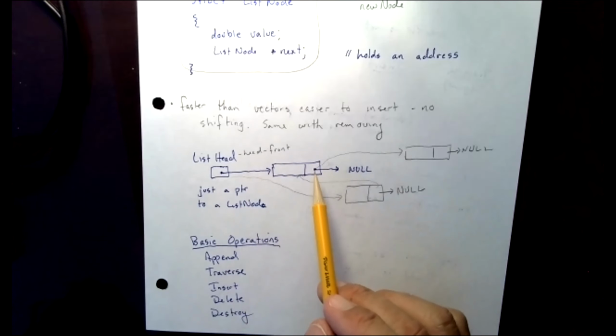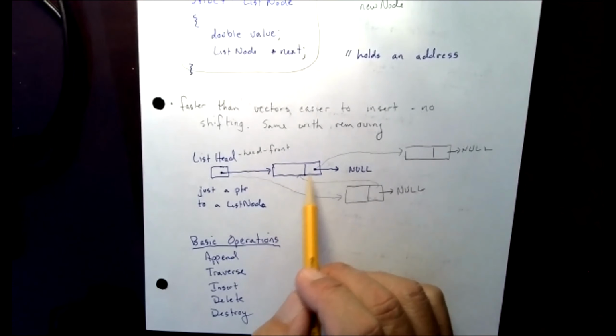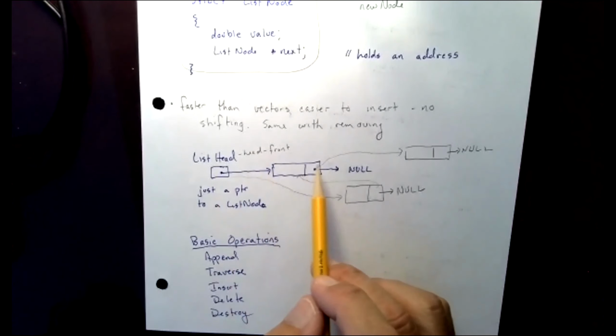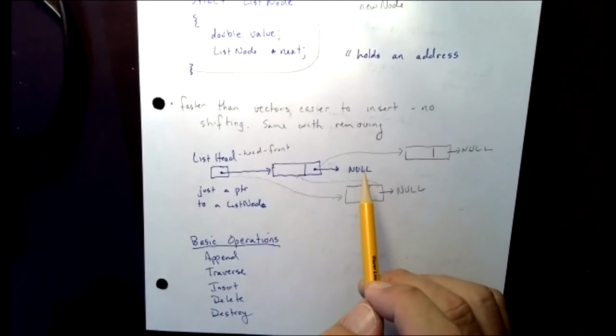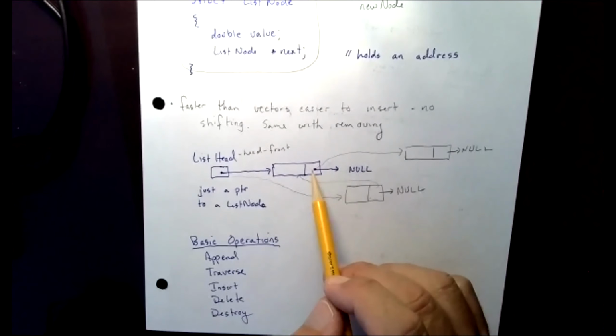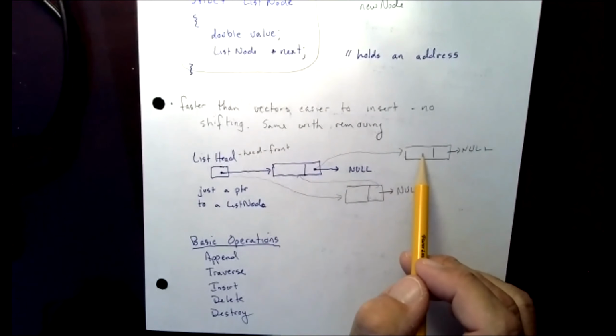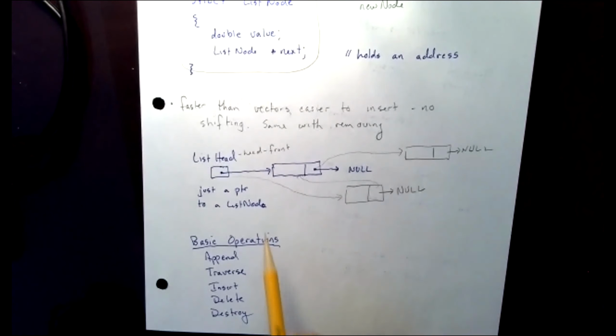How will I know I'm at the end? You're pointing to null. Right, I'm pointing to null. So append would be go all the way to the end where it points to null, and then give this guy, we'll see how to take a look at that shortly, the value of that new node. I might want to insert something.